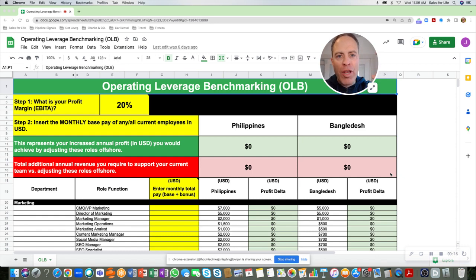So the way that I want you to think about leveraging this document is what we've done is highlighted in yellow the order of operations in which you leverage the document to give you the answers that you need.